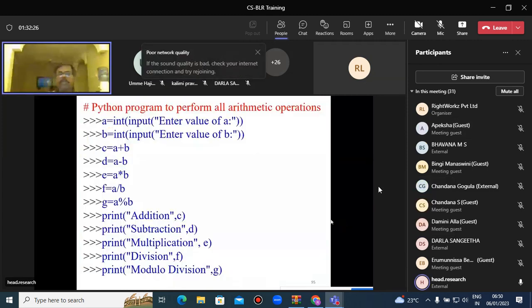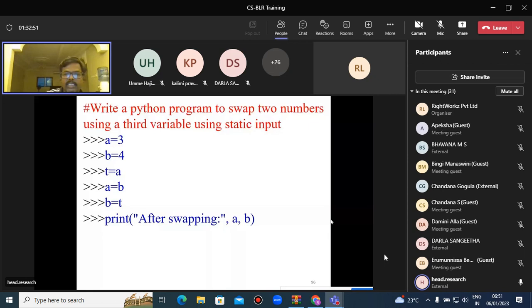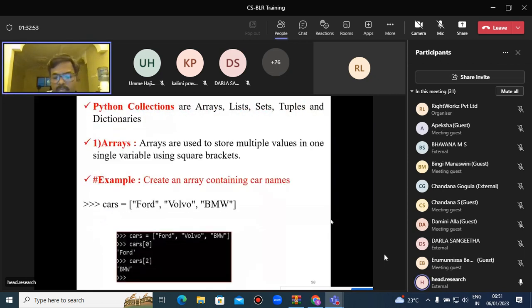Then a Python program to perform all arithmetic operations. Last class I executed it. Write a Python program to swap two numbers using a third variable using static input. Yesterday I executed that. And write a Python program to swap two numbers without using a third variable, using static input. Up to now I have executed these.